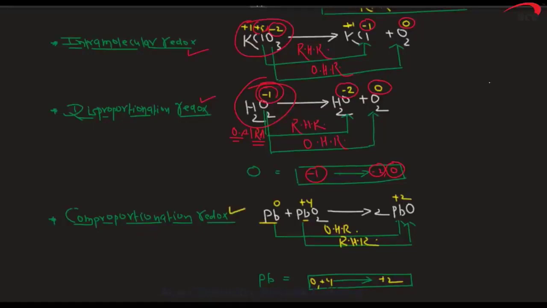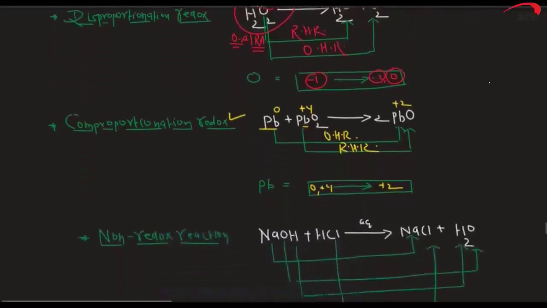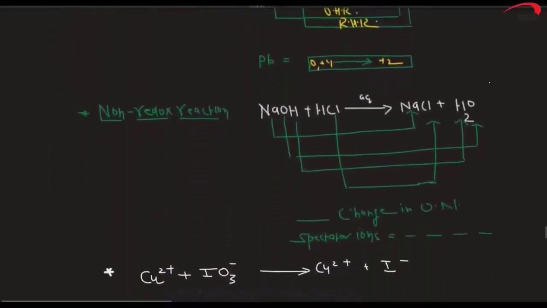Please remember, disproportionation reaction can be remembered like a decomposition reaction, where on the left hand side you will find one oxidation state, and on the right hand side you will find two different oxidation states. A comproportionation reaction is similar to a combination reaction, where on the left hand side you will find two or more oxidation states, and on the right hand side you will find what? One oxidation state.